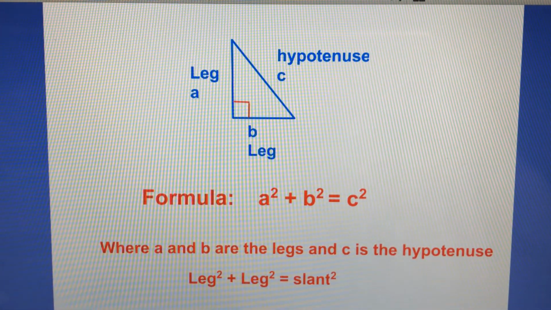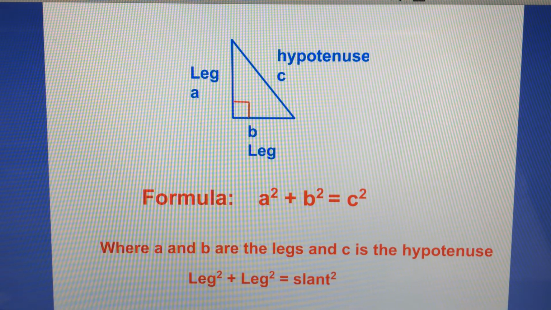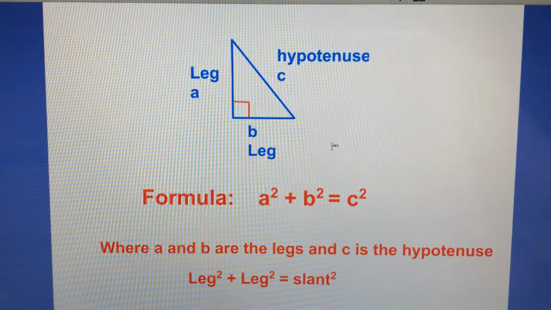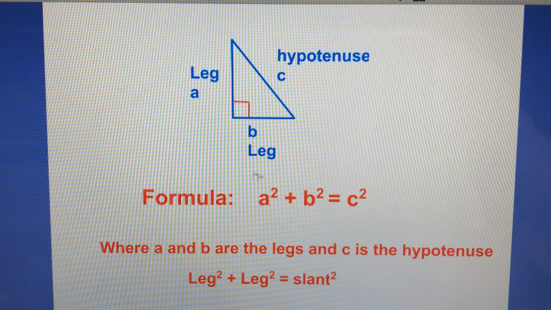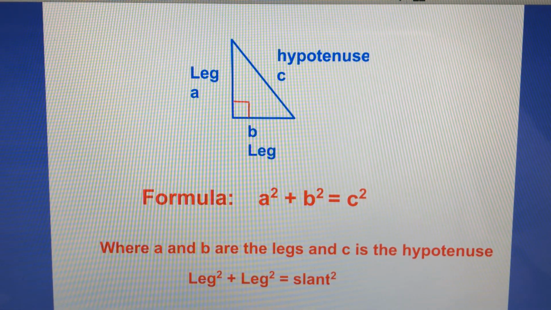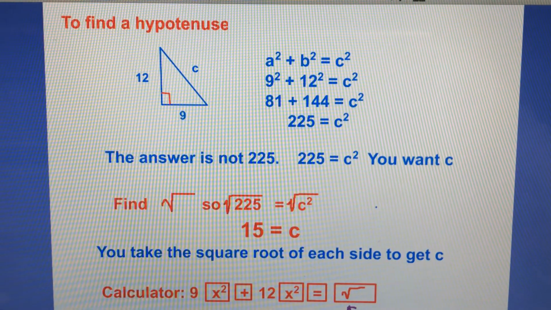The formula, a squared plus b squared equals c squared, where a and b are the legs and c is the hypotenuse. Same as saying leg squared plus leg squared equals slant squared. I'm telling you the hypotenuse is the largest number. So in your mind, be thinking about how you would add the two smaller numbers. Of course, they're squared, so not exactly.